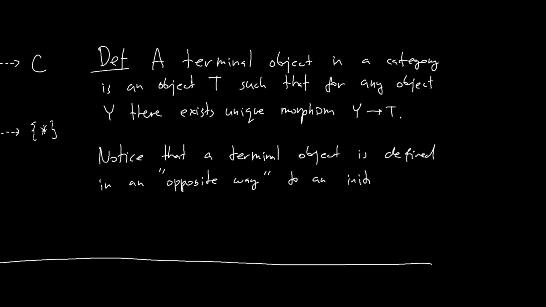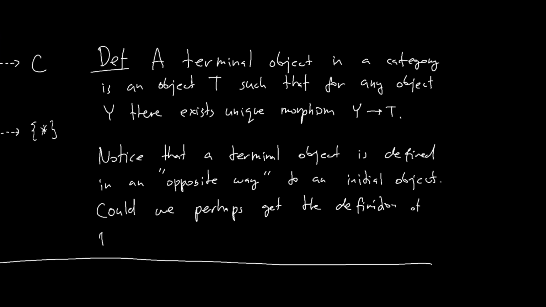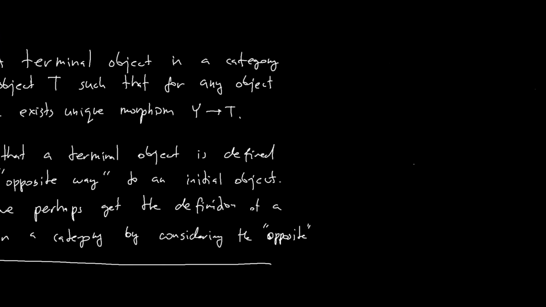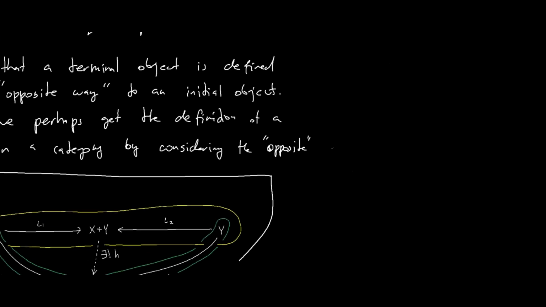And the question we're asking: could we perhaps get the definition of a product in a category by taking the opposite of the definition of a sum, by considering the opposite of the definition of a sum?